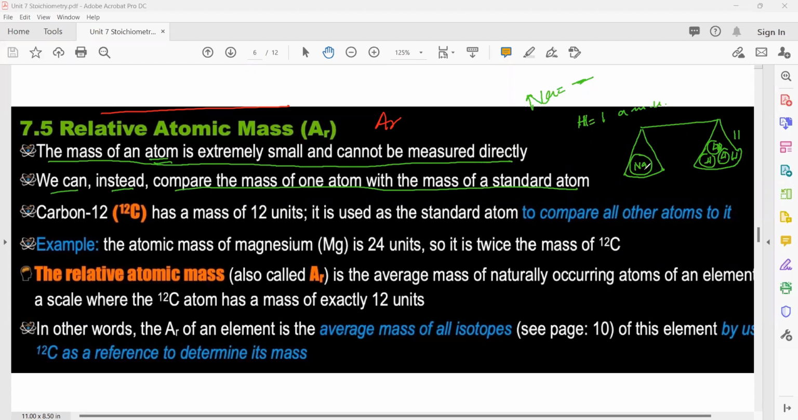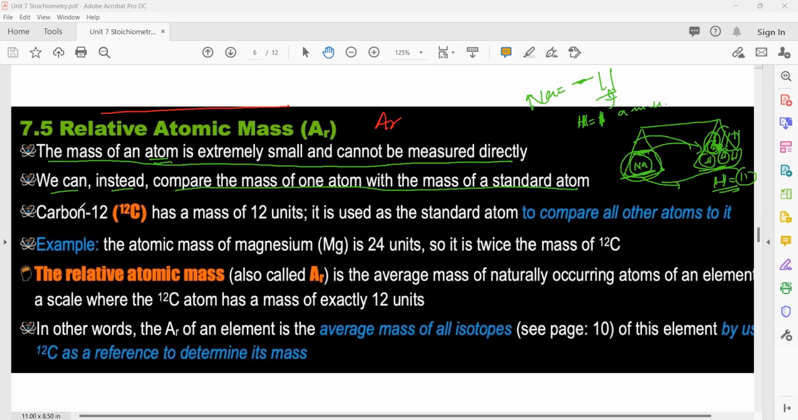So we can say that the mass of one sodium atom is equal to the mass of 11 hydrogen atoms. In other words, the sodium atom is 11 times heavier than the hydrogen atom. So if the unit is the hydrogen atom, the mass of sodium will be 11. By this, we are comparing the mass of sodium with hydrogen. By this method, if you know the mass of one atom, you can compare the mass of others with it.